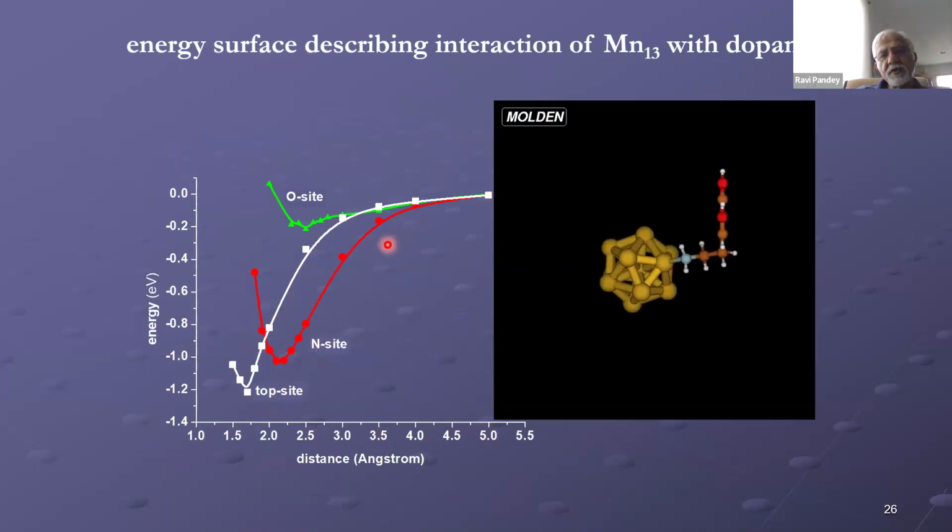So what we have is the total energy. As you know, when it is far away, there's no interaction. It comes down due to electrostatic interaction, reaches a certain level, and then goes up because we have the Pauli repulsion between electrons. So all the curves show this kind of behavior. And from here we find the top side is the most stable side because it has the lowest energy, or the highest binding energy.